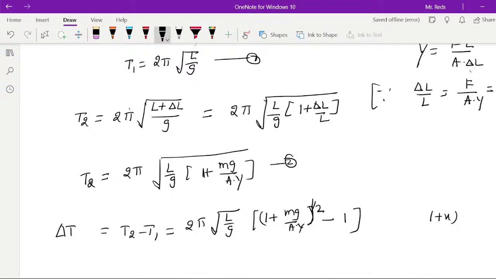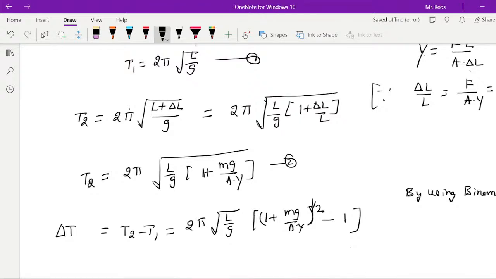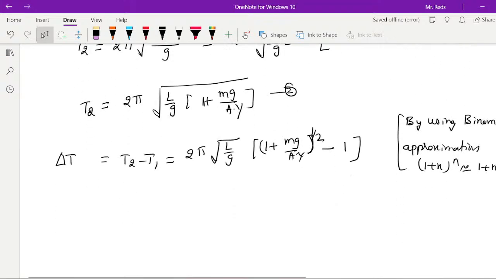Now this can be expressed using the binomial approximation. You have to remember here that 1 plus x to the power n is approximately equal to 1 plus nx. Whatever may be in this form, n or 1 by n or minus n, it will be multiplied here. So this term can be expressed as 1 plus mg by 2 into AY.